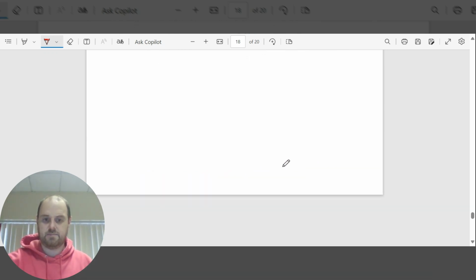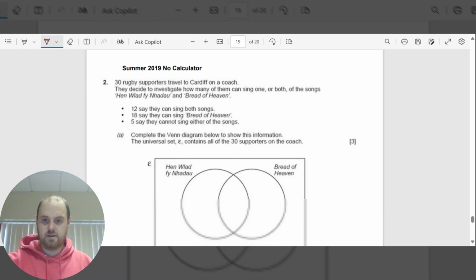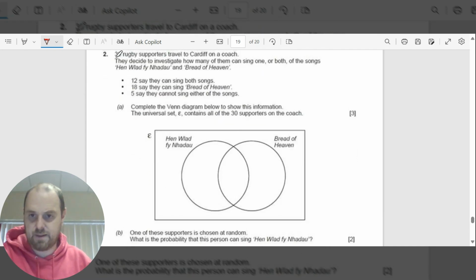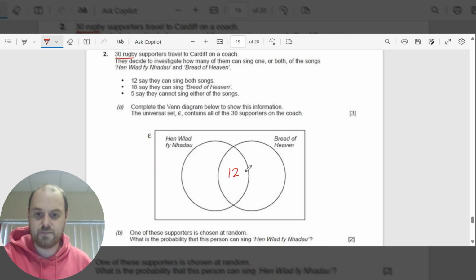And finally, here we go. Right, this is just putting big numbers in now. So there's 30 people altogether. 12 say they can sing both songs.